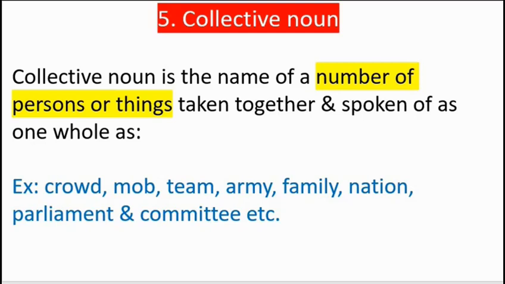Example: crowd. Crowd means many people are there. Mob, team, army, family, nation, parliament and committee. So these are all collective nouns. In all these examples, many people are there, but when we are talking about them together, that is a collective noun. Important, please remember this.